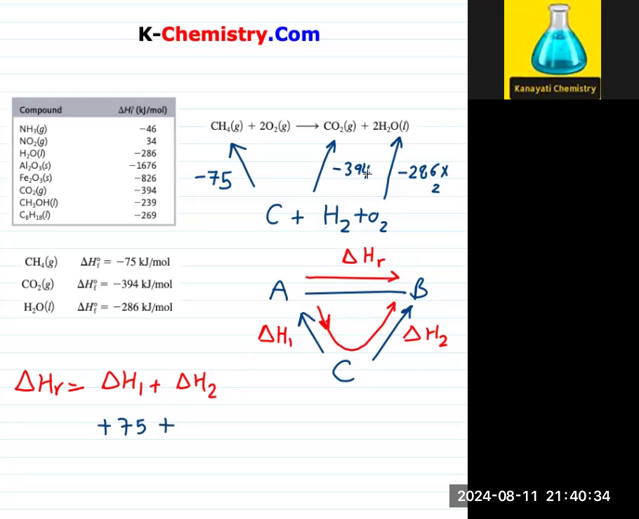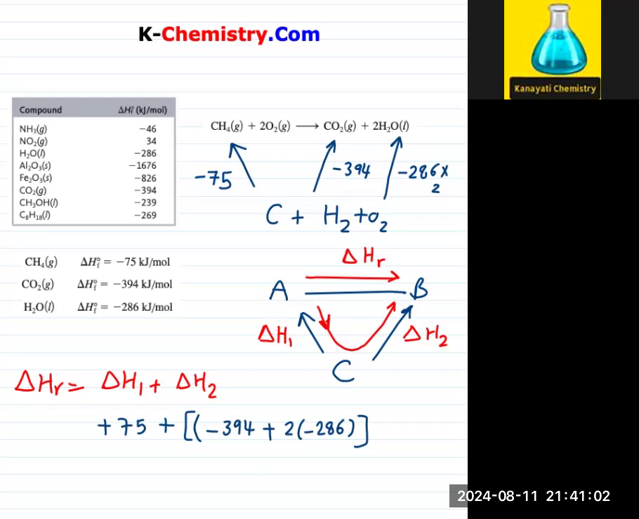And then I will add it to delta H2. We have agreed that delta H2 is actually the addition of these two together, but this is multiplied by 2. So it is minus 394. And when you add it, you will add it to 286 multiplied by 2, so 2 multiplied by negative 286. And then you will add all that together and to the 75.